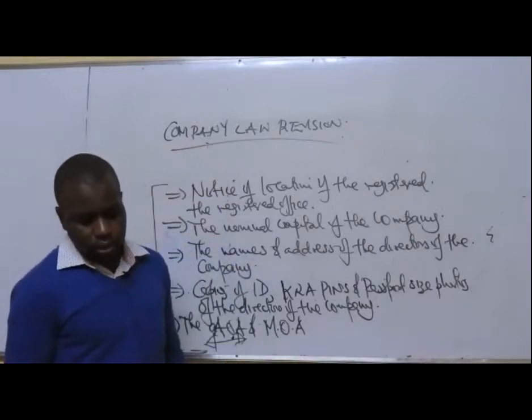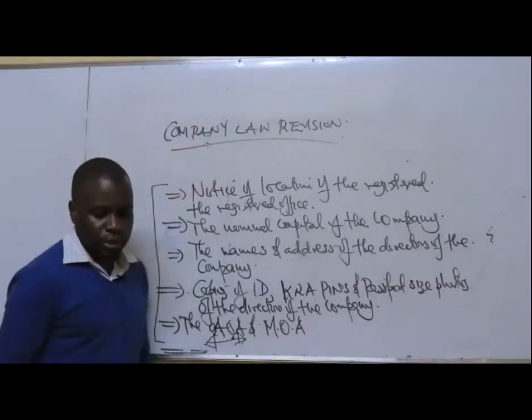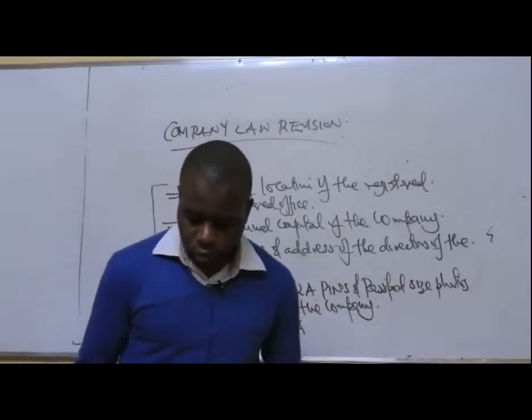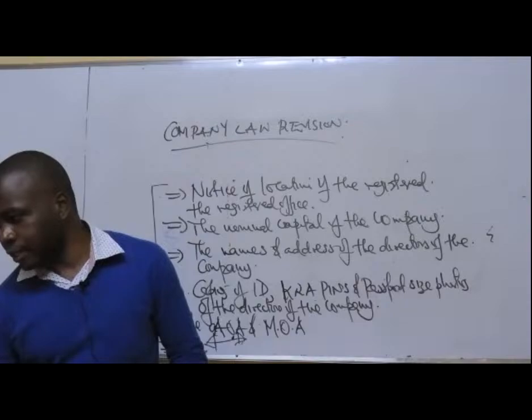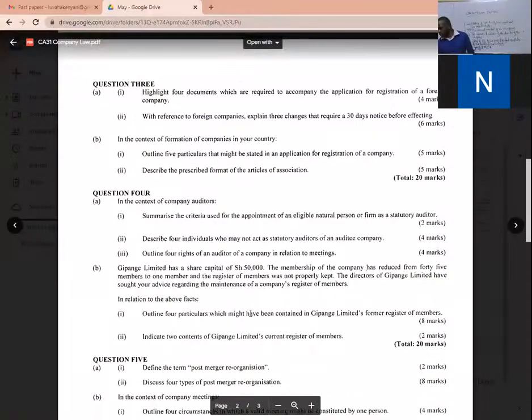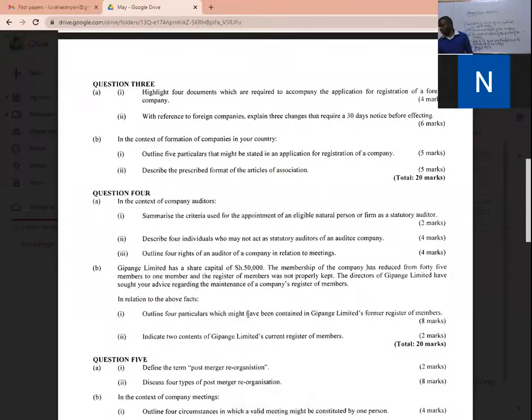Then the other question is asking you to describe the prescribed format of an articles of association. Roman 2, describe the prescribed format of an articles of association. These are rules governing the internal affairs of the company. And we said when you are registering your company, you have two options: either to use the model articles that are already in existence under the Companies Act, or you can prepare your own articles of association.